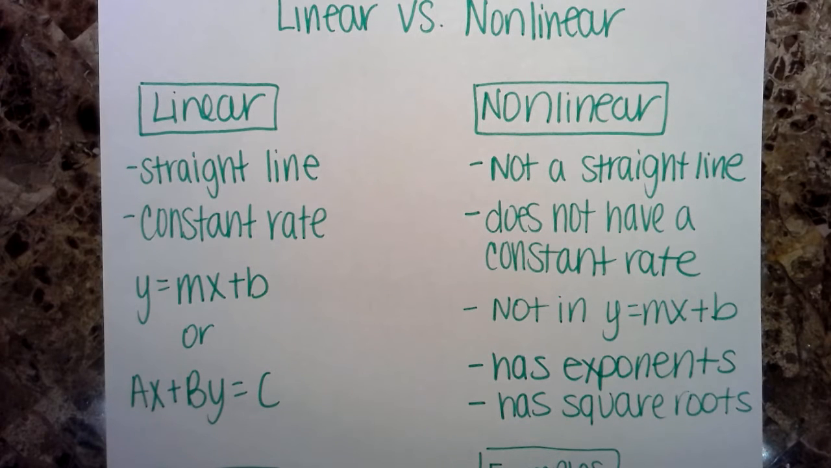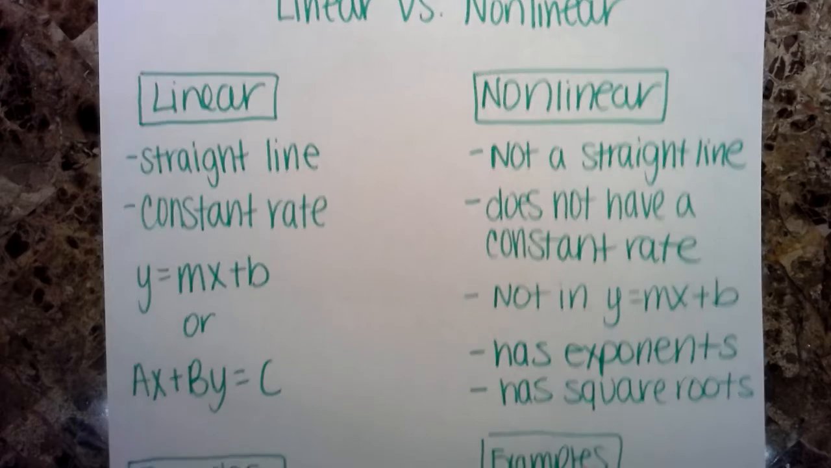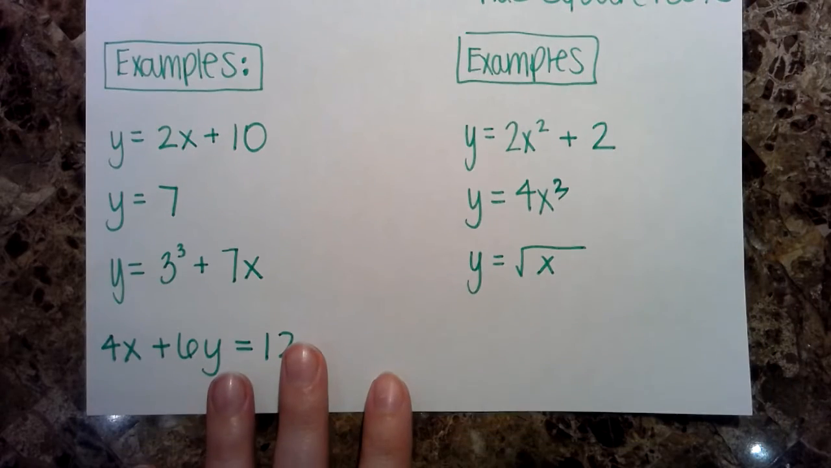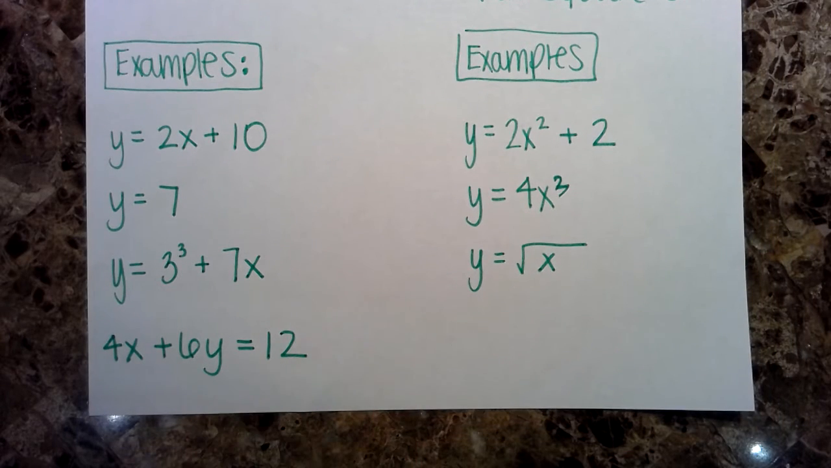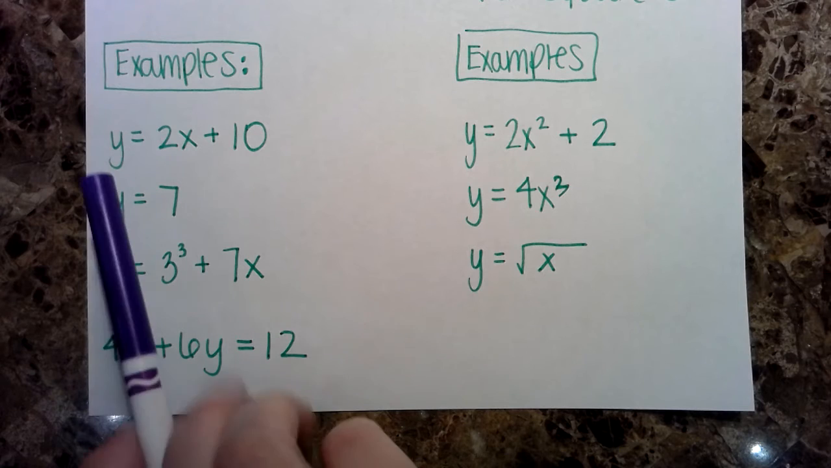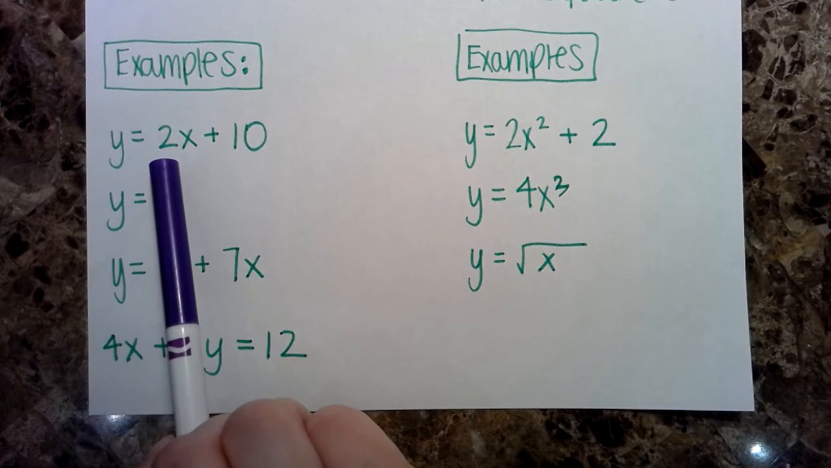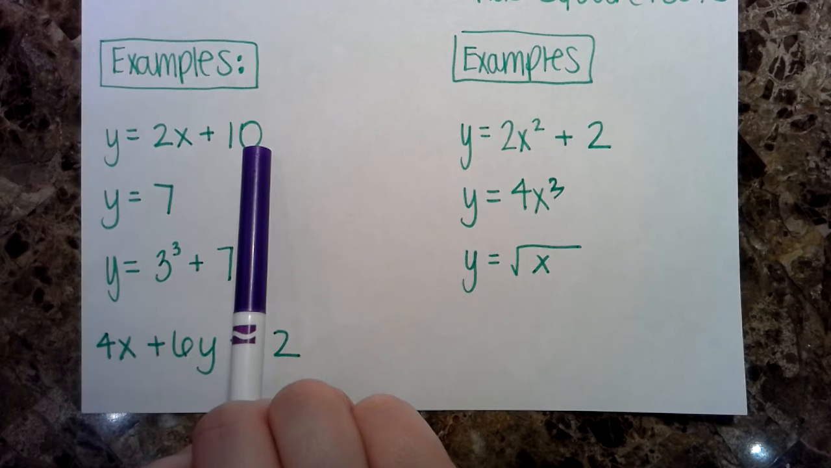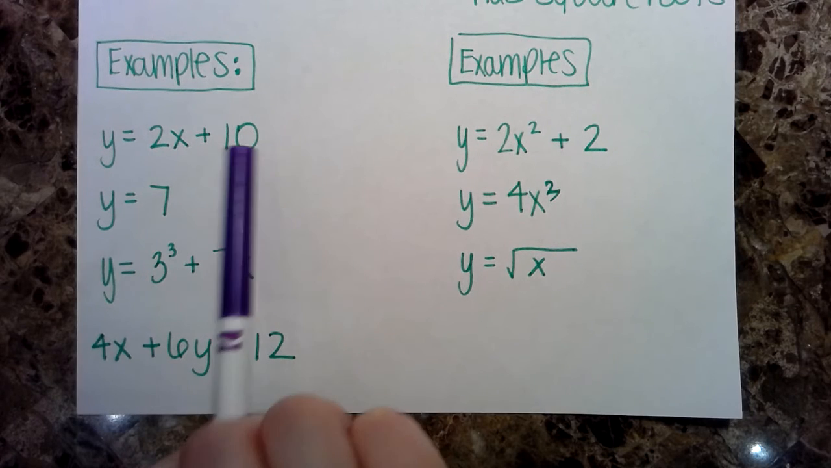You're also going to notice with nonlinear functions that it's going to have exponents and it's also going to have square roots. So the examples on the left are going to be examples of linear functions, where the examples on the right are going to be examples of nonlinear functions. So if you notice with this one, it's in y equals mx plus b, where your m is your slope, which is 2, plus 10, which is going to be your y-intercept, okay?